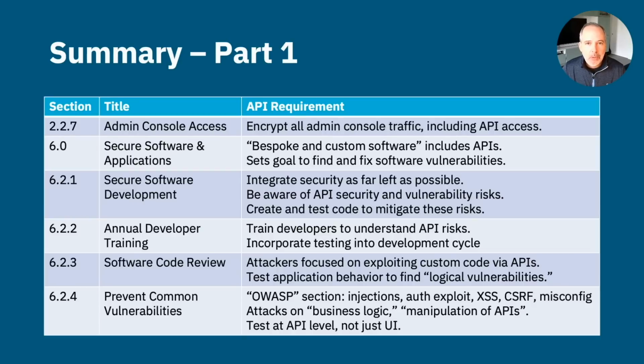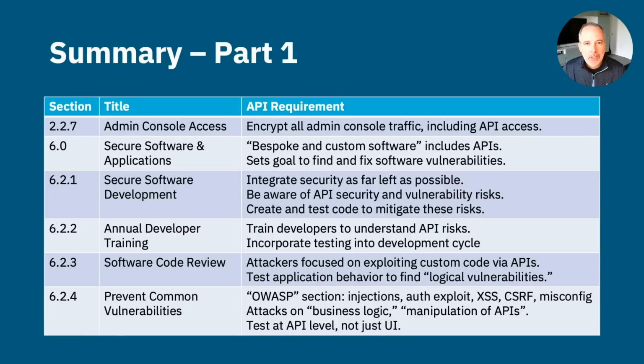The subsections in Requirement 6 get more specific about securing your custom applications. 6.2.1 focuses on secure software development and requires engineers to be aware of API security and vulnerability risks to ensure code is free of flaws that can be exploited. DSS recommends integrating as far left as possible to find vulnerabilities before they reach production.